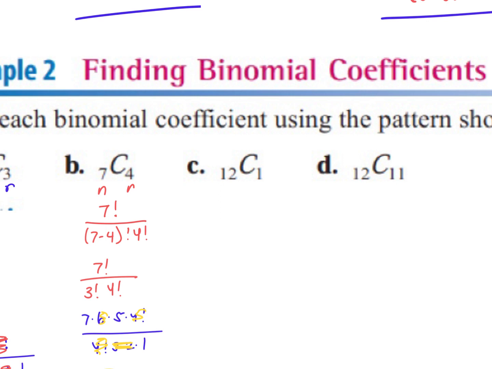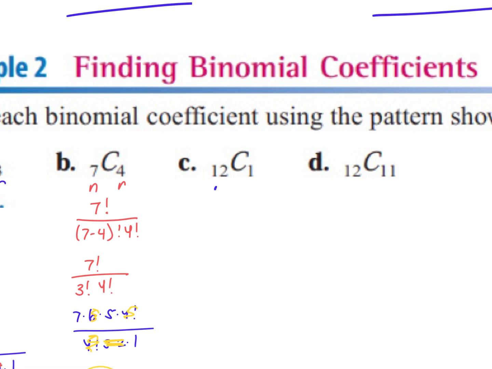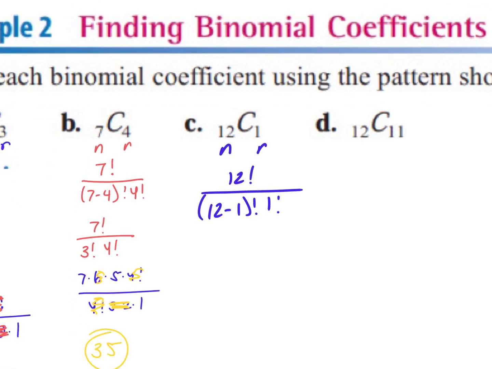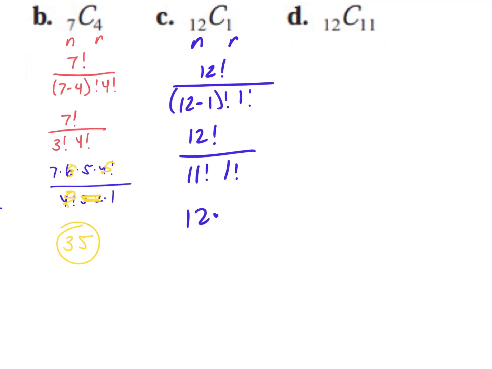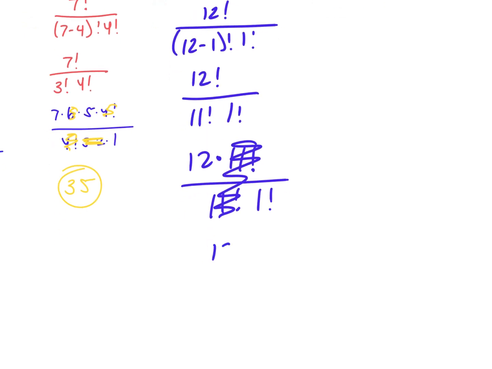All right, let's look here. What's my n? What's my r? 12. Good. So I have 12 factorial over 12 minus 1 factorial over 1 factorial. Okay. So 12 factorial over 11 factorial, 1 factorial. How much do I have to write out here? What do we notice? The 11s cancel. What's 1 factorial? So my answer is 12.